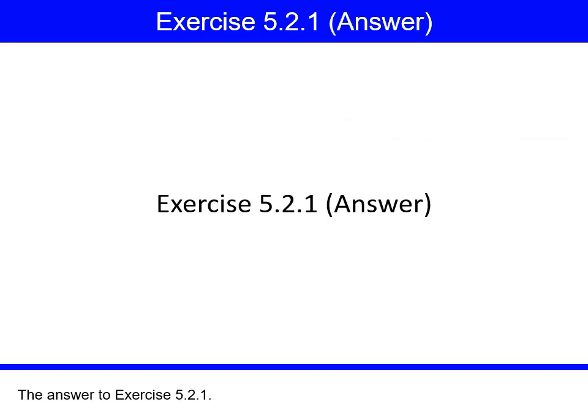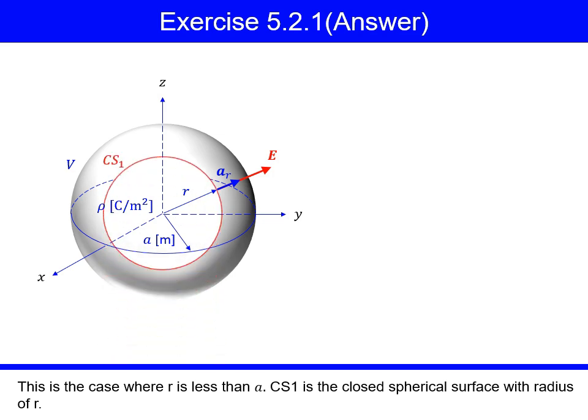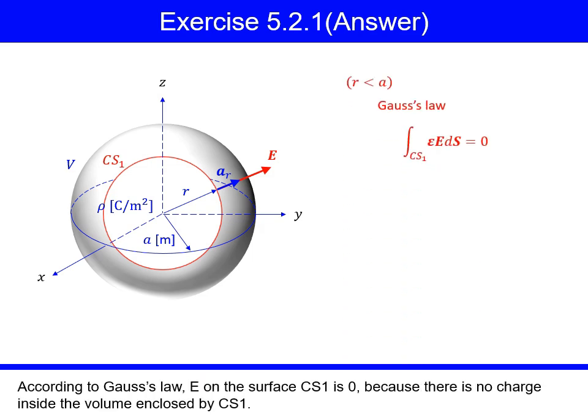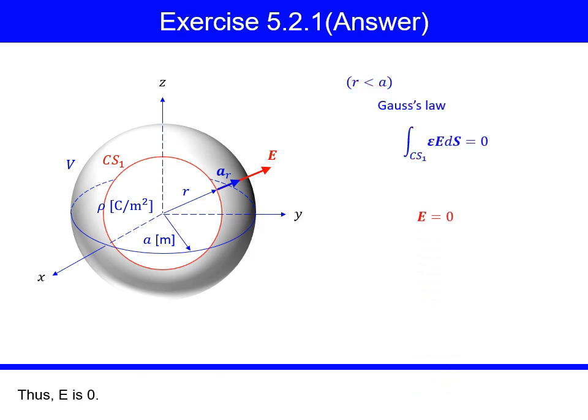The answer to exercise 5.2.1. This is the case where r is less than a. CS1 is the closed spherical surface with radius of r. According to Gauss's law, E on the surface CS1 is 0, because there is no charge inside the volume enclosed by CS1. Thus, E is 0.